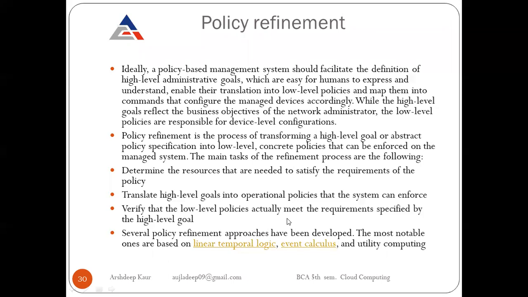So policy refinement means we can translate the high level policies into low level policies for better management and better understanding. We have different types of approaches for policy refinement: linear temporal logic, event calculus, and utility computing. That was all about policy refinement.